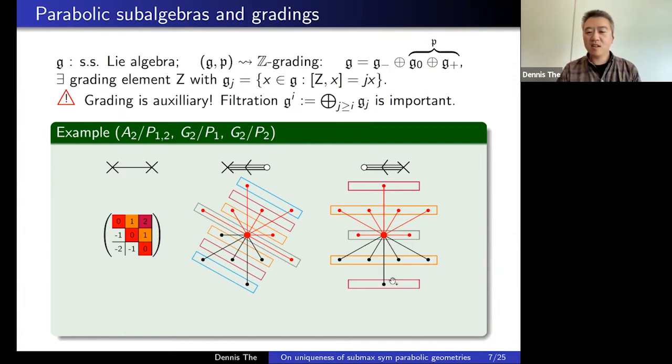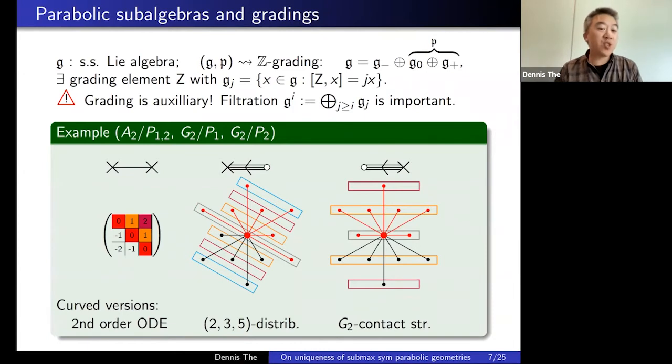Okay, and then you have this transverse Reeb type direction sticking out of that contact, transverse to that contact distribution. Okay, and curved versions: second order ODEs in the first case, 2, 3, 5, and G2 contact.